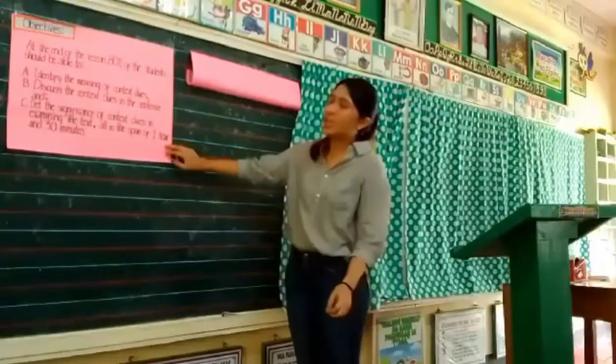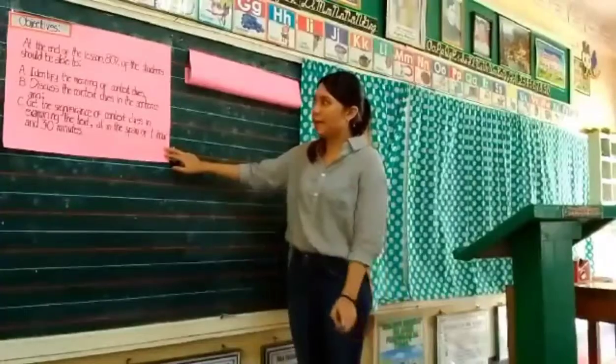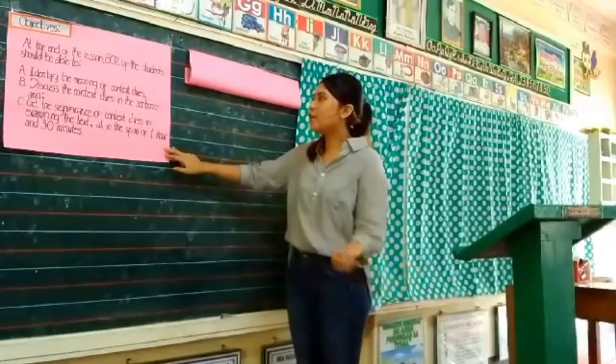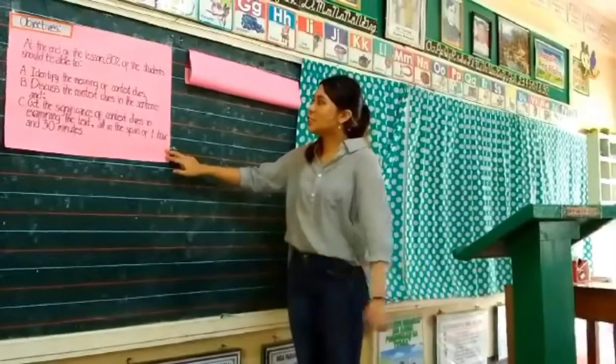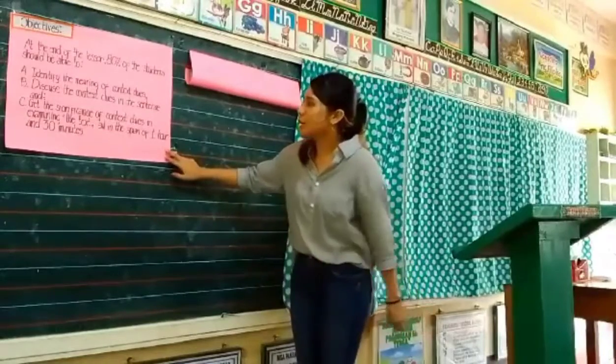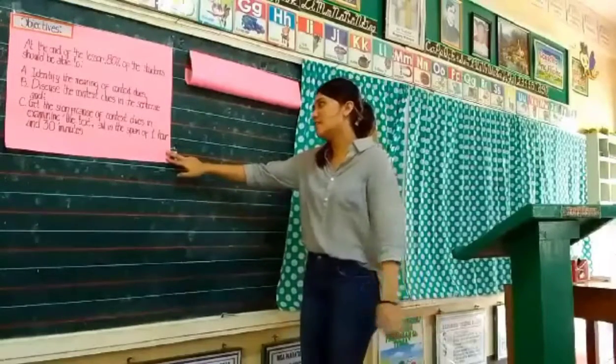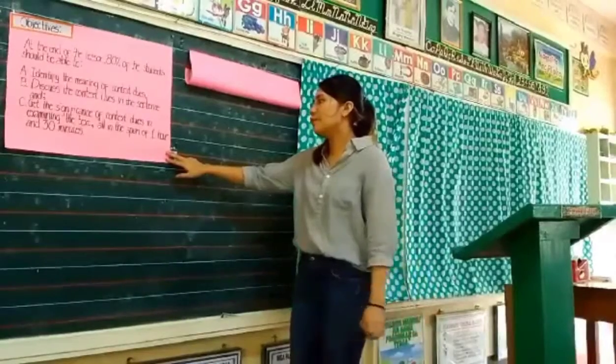At the end of the lesson, 80% of the students should be able to identify the meaning of context clues, discuss the context clues in a sentence, and get the significance of context clues in examining the text, all in the span of 1 hour and 30 minutes.